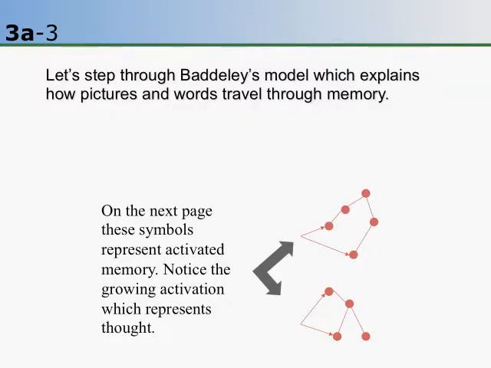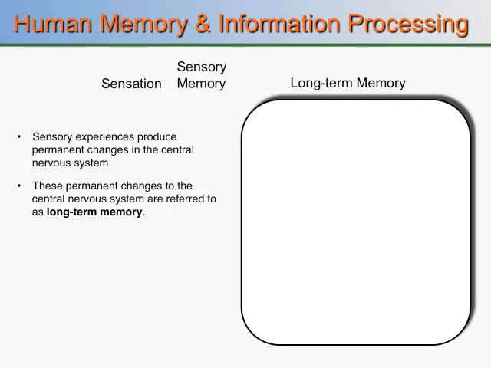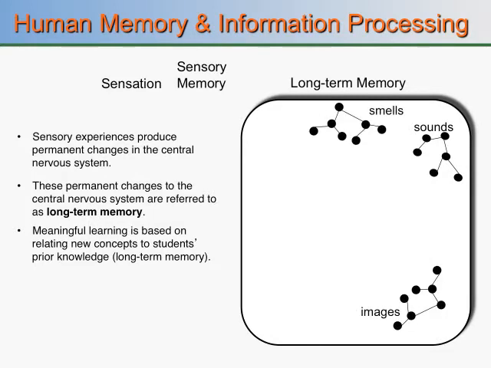Let's step through Baddeley's model, which explains how pictures and words travel through memory. On the next page, you'll see these symbols. They are representing activated memory. Notice the growing activation, which represents thought. Sensory experiences produce permanent changes in the central nervous system. These permanent changes to the central nervous system are referred to as long-term memory. Meaningful learning is based on relating new concepts to students' prior knowledge.